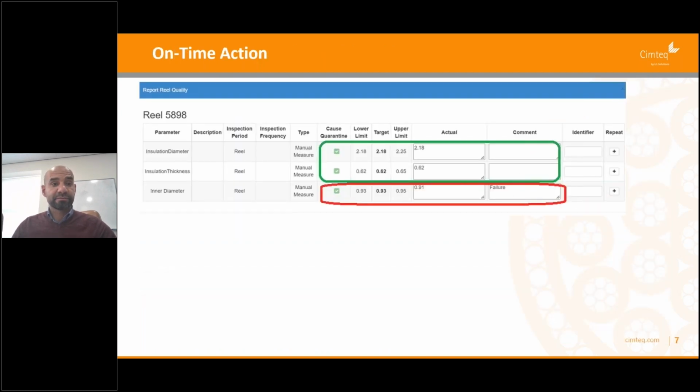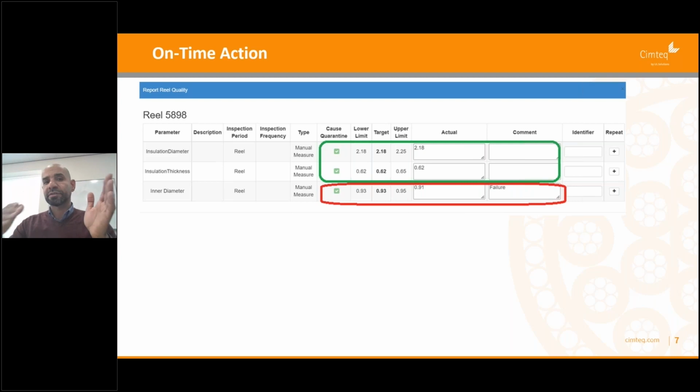On-time action. What we are always saying is that the CableMES is preventive action. What does it mean? Preventive action. The system will control the operator not to send the bad product to the next process. So as you can see here from the screen, the system allows the first two reels to pass because they are within a range, but the last reel, the third reel, got a failure.